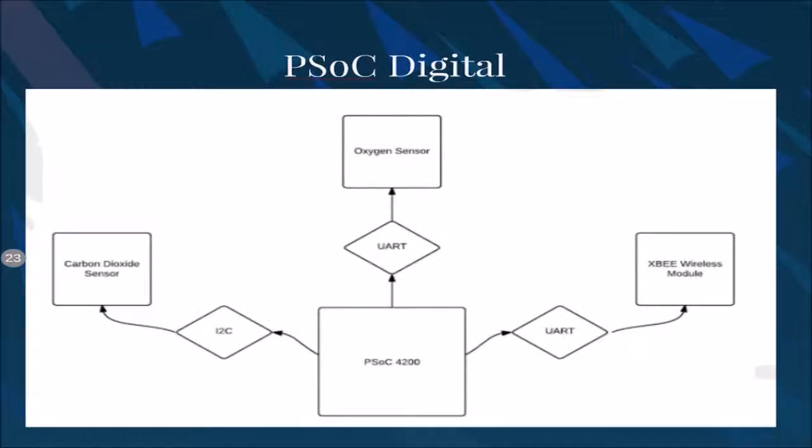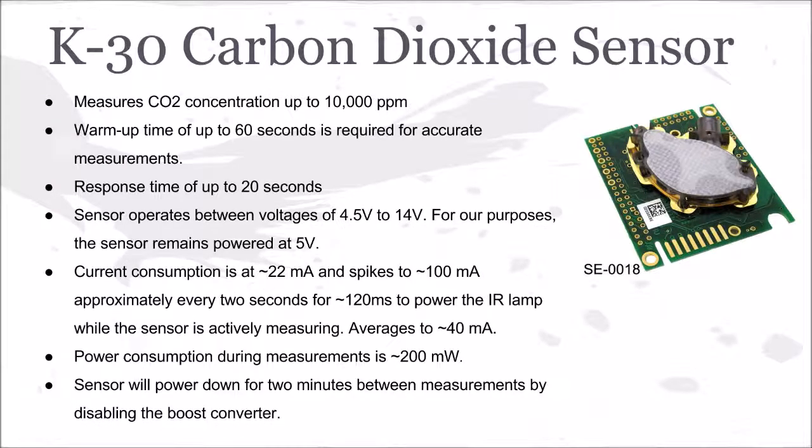This is another sketch of the piece of digital. Okay, so this is the carbon dioxide sensor we decided to go with for our alpha design. We went with the K30 carbon dioxide sensor. It measures CO2 concentrations up to 10,000 parts per million, which is more than enough for what we need.